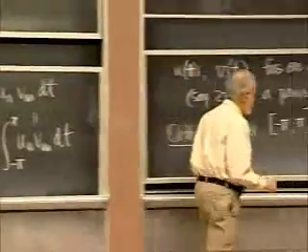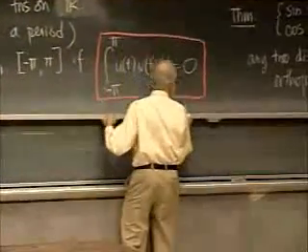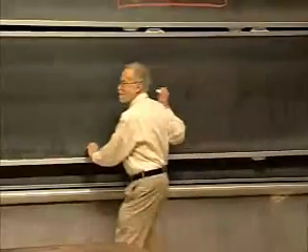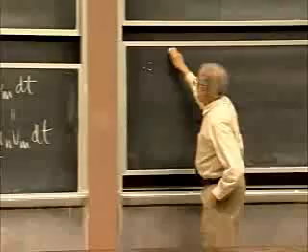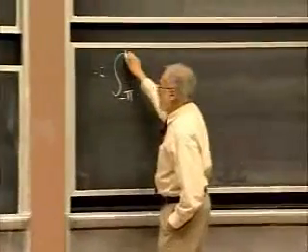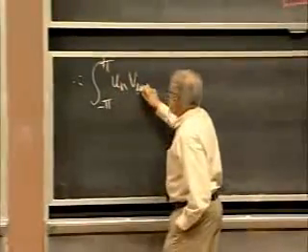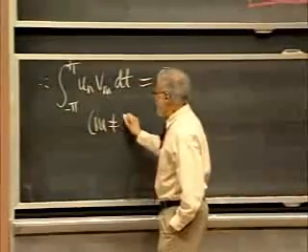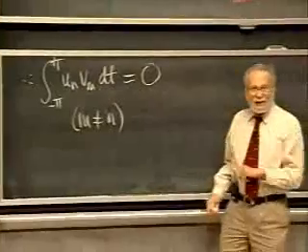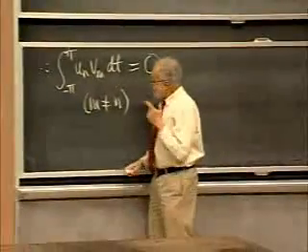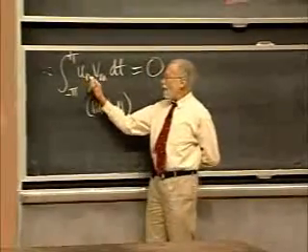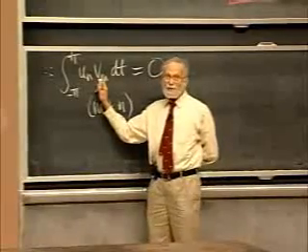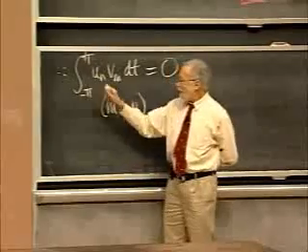So what this proves is, therefore, the integral from negative pi to pi of un vm dt is equal to 0, at least if m is different from n. Now, there's one case I didn't include. Which case didn't I include? un times un is not supposed to be 0, so that case I don't have to worry about. But there is a case that I didn't.